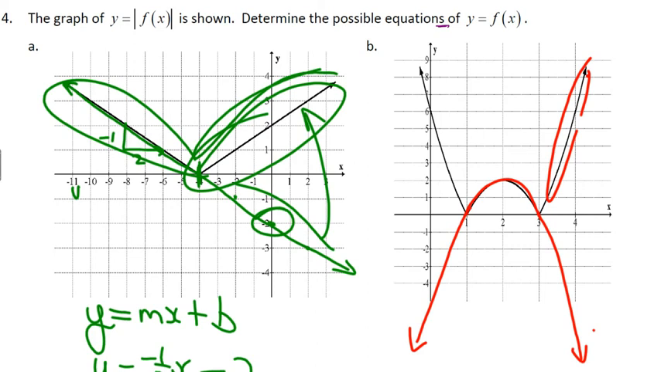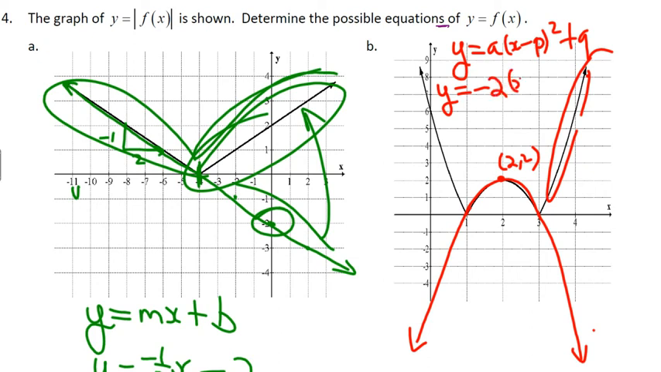And now what we're going to do is find the equation of this graph. So again, vertex form equation, right? The vertex now is at (2, 2). It opens down, so y equals negative 2. It's the same shape as the original graph, but it just opens down. So it'll be negative 2(x minus 2) squared plus 2. Okay, so that's the second possible equation, right?